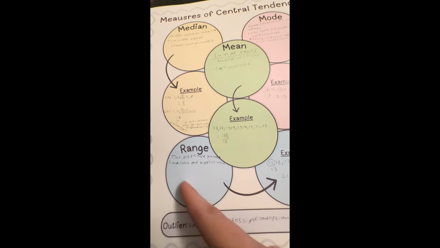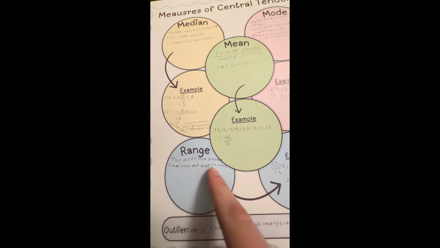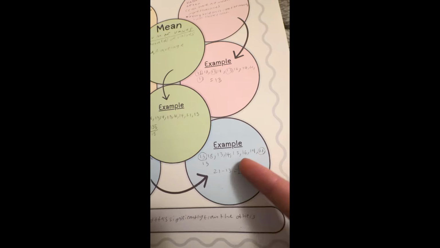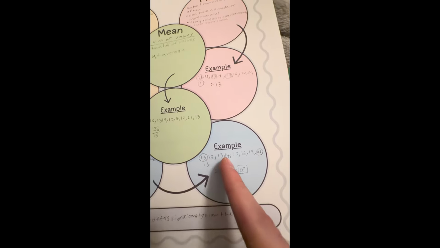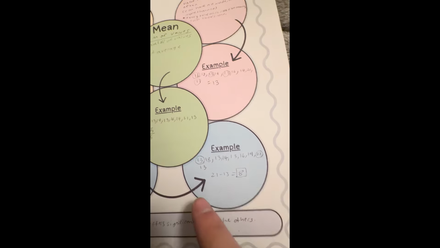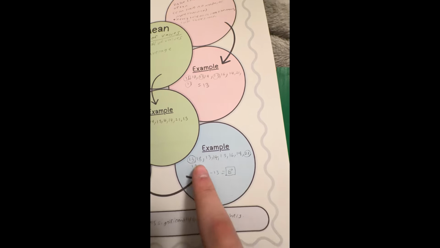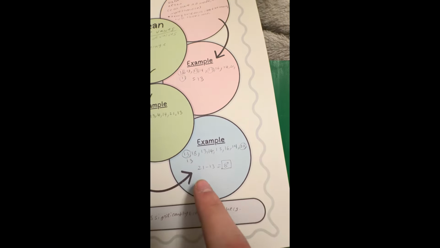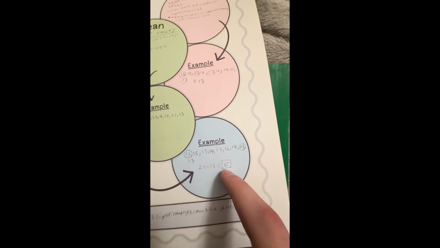Now, let's talk about range. Range is the difference between the smallest and biggest values. So, here's our example. 13, 18, 13, 14, 13, 16, 14, 21, and 13. Our largest number in our set is 21, and our lowest number is 13. So we subtract 13 from 21, and we get 8.